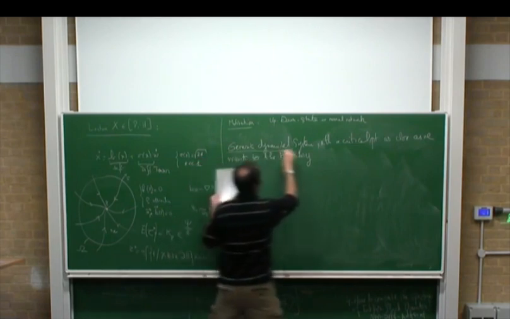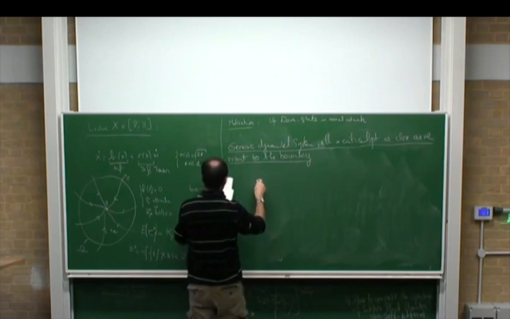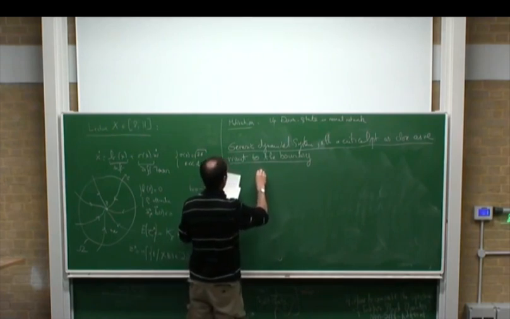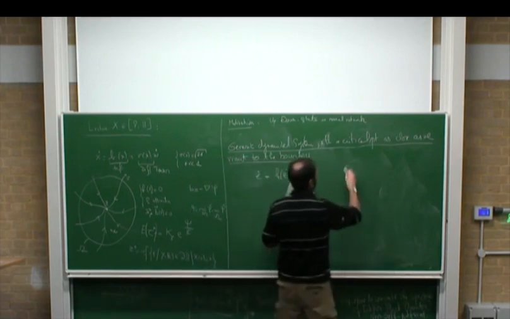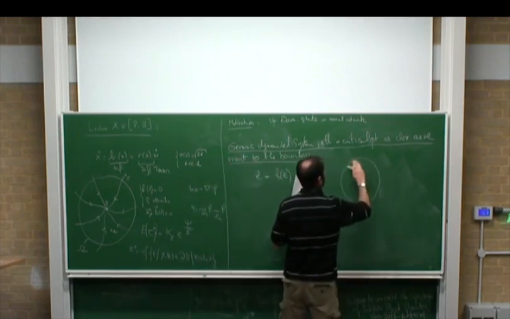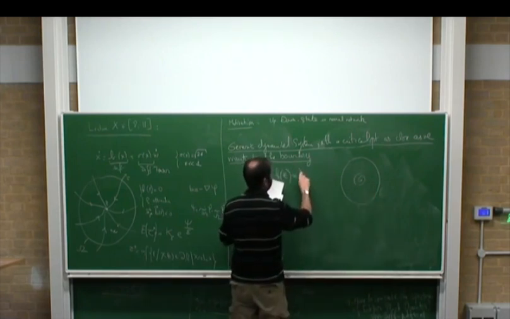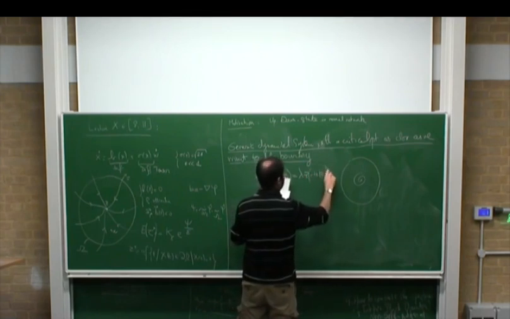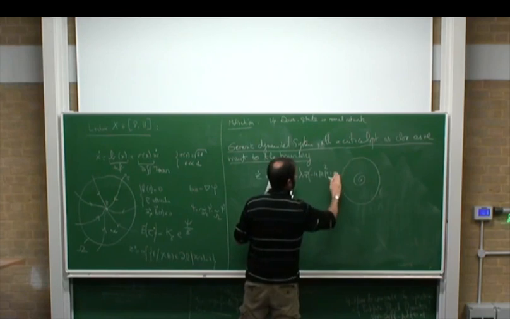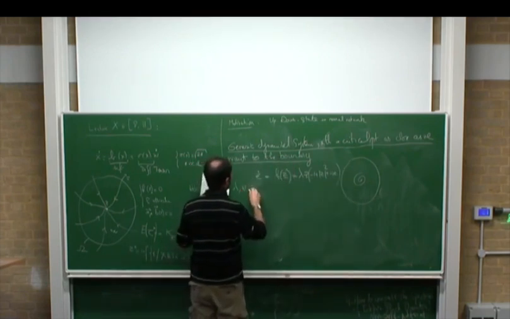So let me remind you what the classical Hopf system is. The classical Hopf system for a dynamical system in dimension 2, which is z dot equals f of z, that has a limit cycle and a focal point, can be written in the form lambda z minus (1 plus z squared) plus i omega, where lambda and omega, let's say, are real non-zero values.